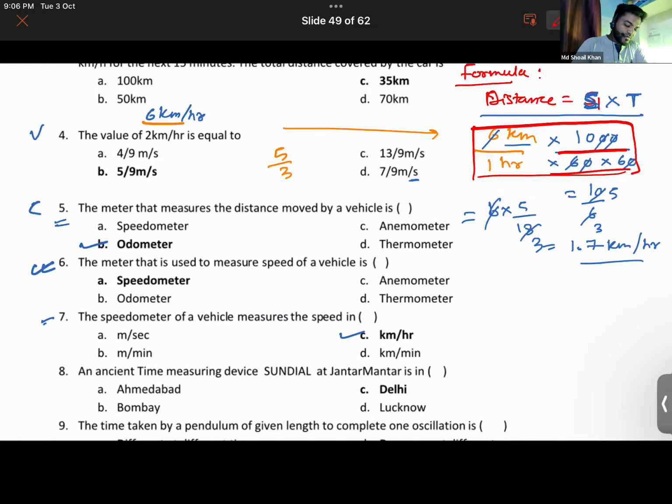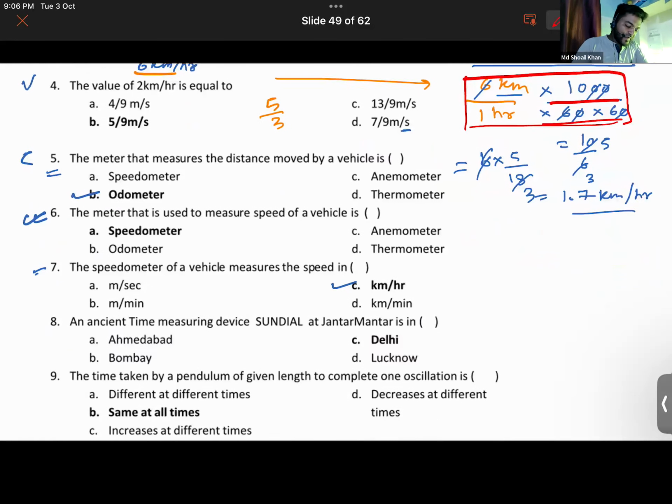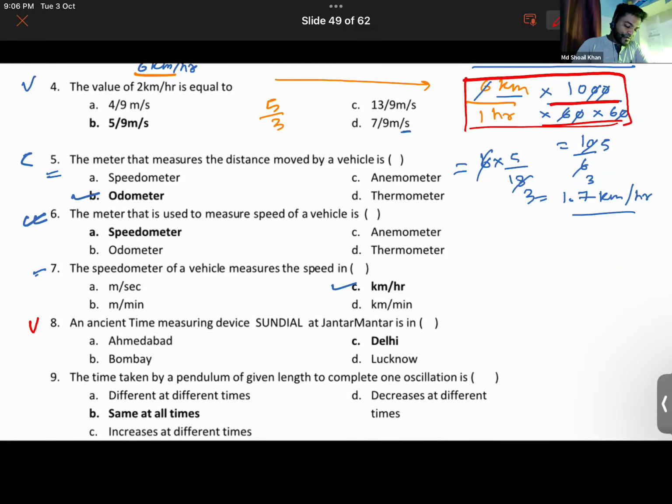Now, Chakrika, look at question number 7. Vaiga, you look at question number 8. Chakrika, question number 9.